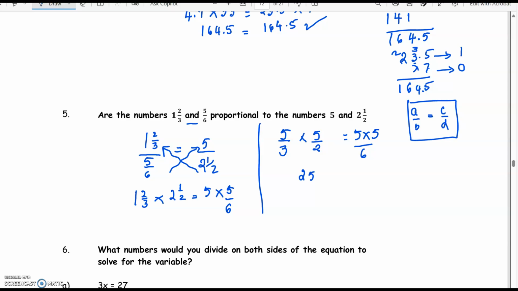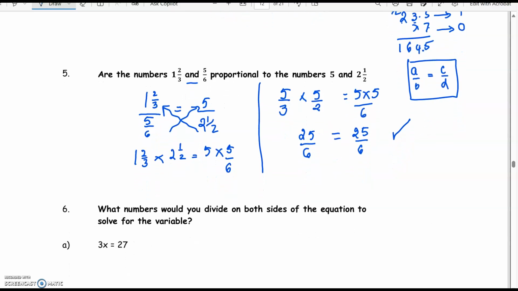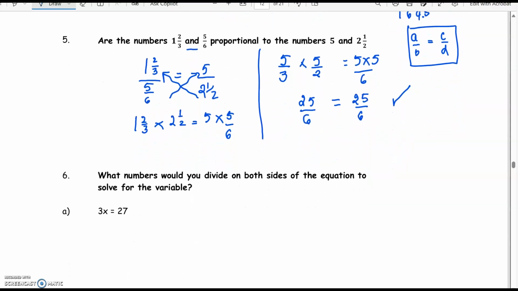Make sure we check if anything cancels before we multiply the numbers. Nothing cancels, so we just go ahead and multiply. And what we see here is that the left side is equal to the right side, which means that the two ratios are equal, or it is the same as saying the proportion or the equation is valid.